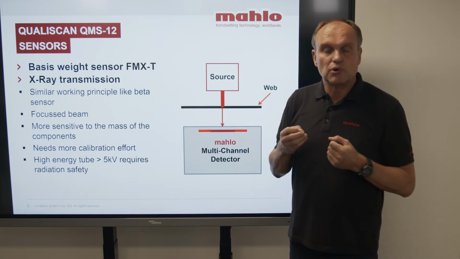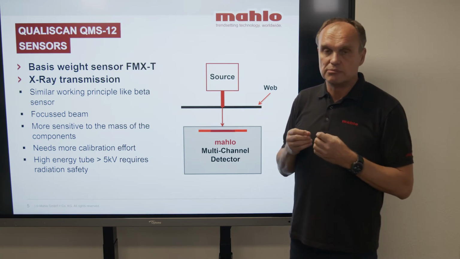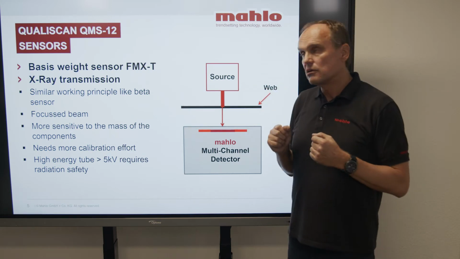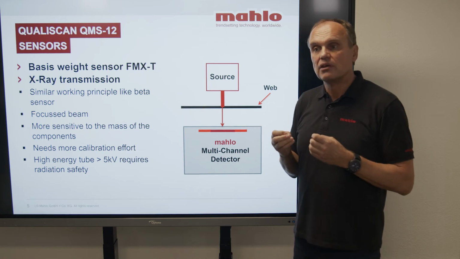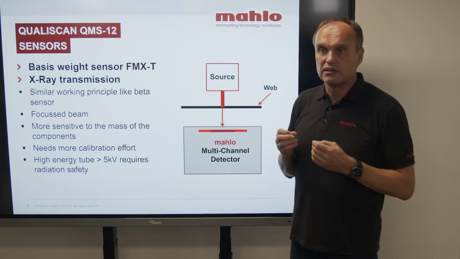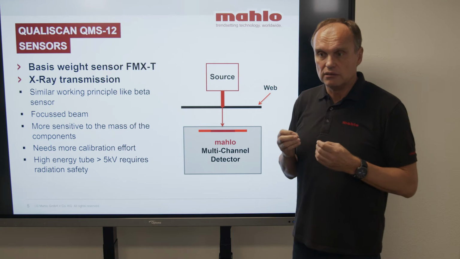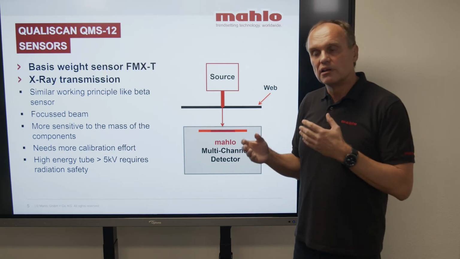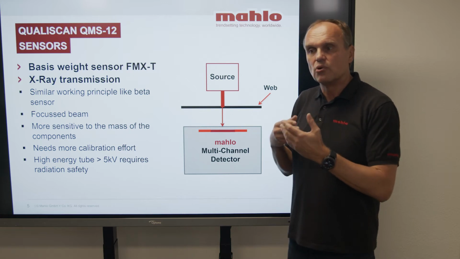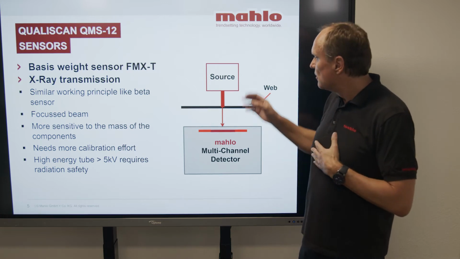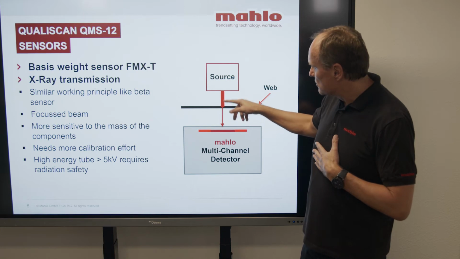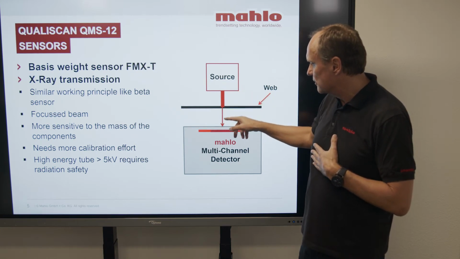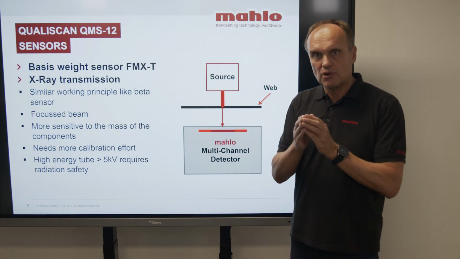But the negative point with the beta is the requirements for radiation safety. While the weak X-ray sensor does not require any measures from the user, it takes more effort for the calibration. Another difference is that the X-ray does not have a cone-shaped beam, but a very focused beam on the web.